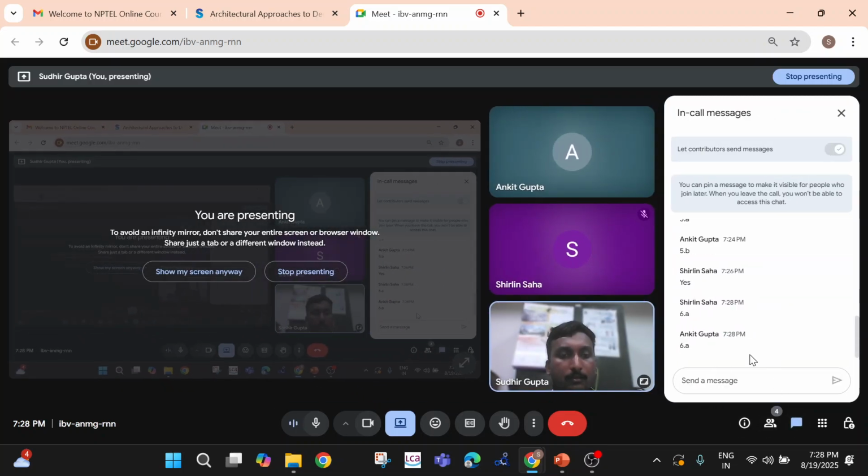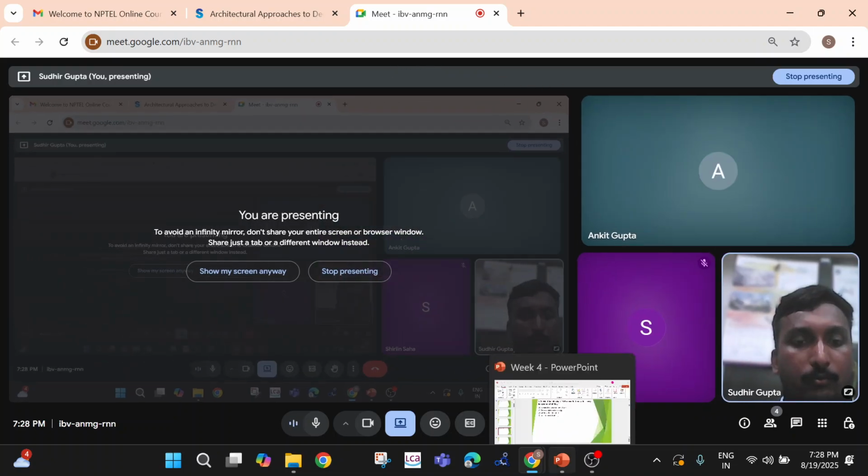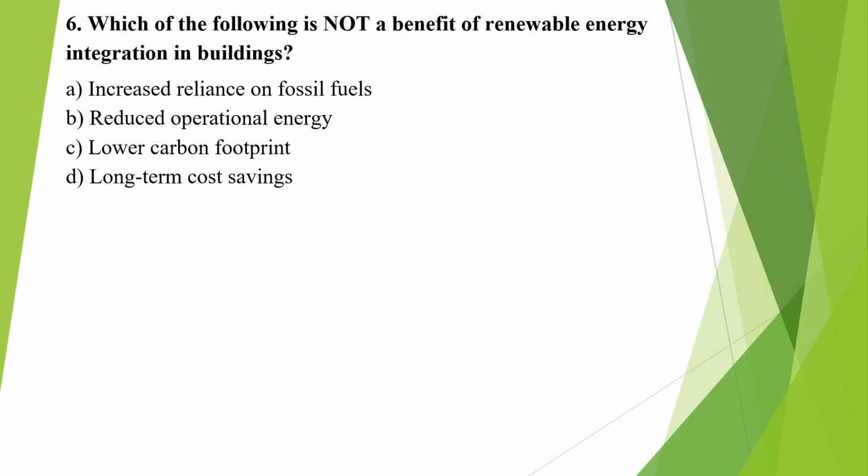Question number 6, yeah. So for 6, most of you are opting for option A. Yeah, and option A is the correct answer for this particular question. Whenever you opt for renewable energy integration in the building, it will definitely reduce your operational energy demand. It will result in a lower carbon footprint, and also provide you long-term cost savings. But option A, which says that it will increase reliance on the fossil fuels, is completely incorrect. That's why option A gets eliminated out of the four options.